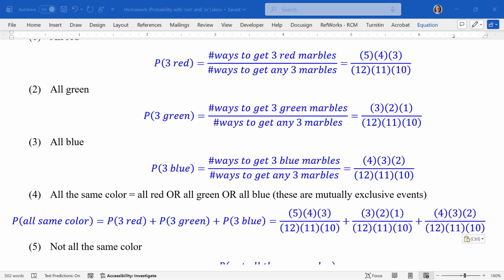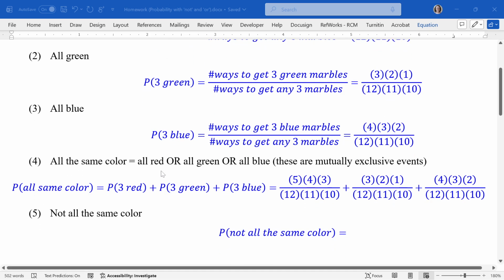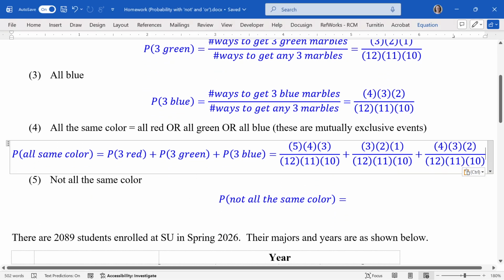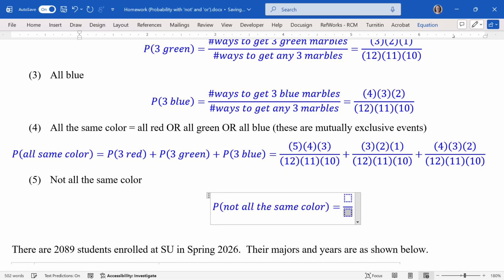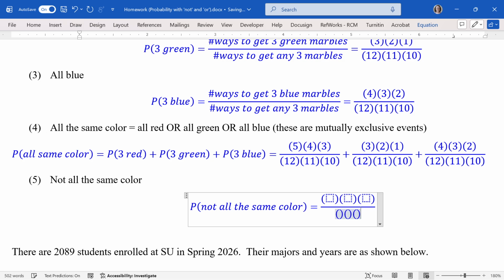Now for number 5, we want to know the probability that we get 3 marbles that are not all the same color. So it doesn't mean 3 different colors, it just means not all the same color. So 2 of them could be the same color as long as they're not all the same color. So this is a bit tricky to do, and again, you can't approach it by just looking at your options on the first, second, and third.